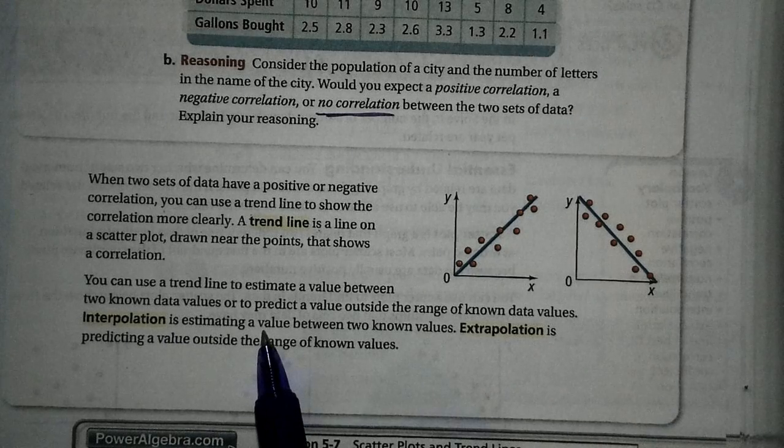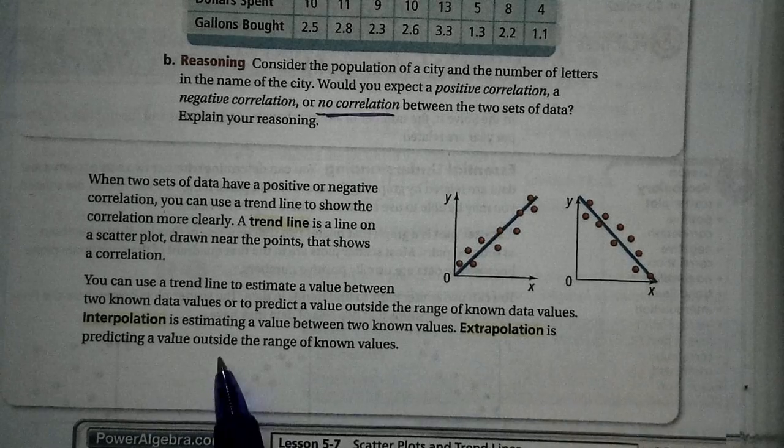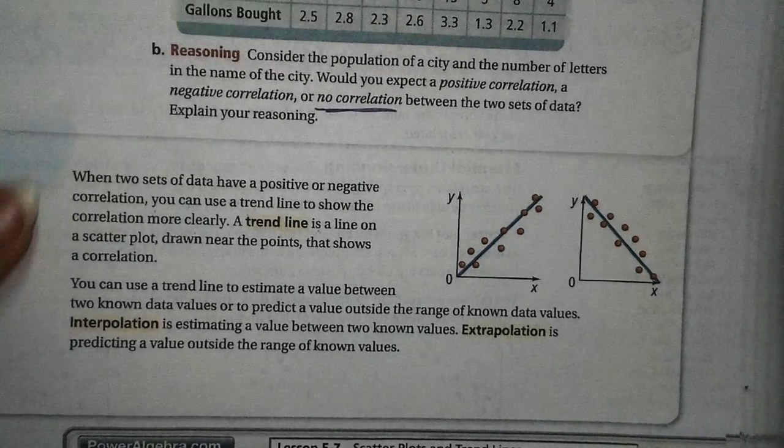Interpolation is estimating a value between two known values. Extrapolation is predicting a value outside the range of the known values.